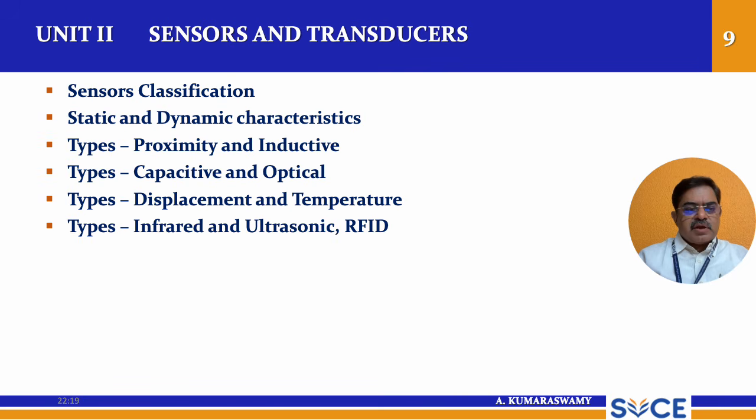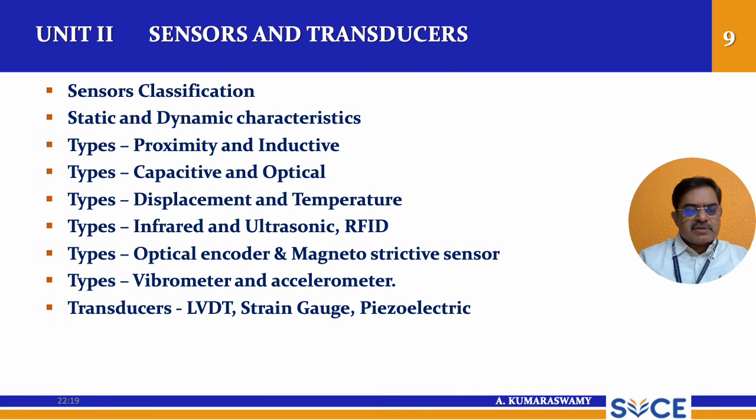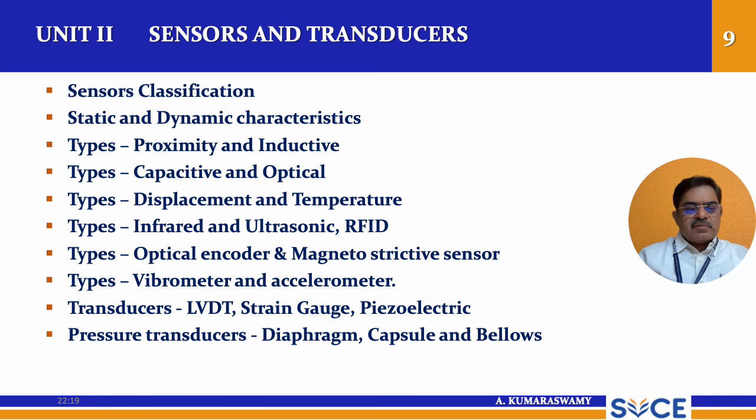So in this unit we have seen these topics in our regular classes. In our online class we have seen LVDT and now we are going to discuss strain gauge, and then in the next session we are going to see the piezoelectric transducer and then pressure transducers using bellows, diaphragms and capsules. So this is the content for unit 2, and as I said for your FAT 2: vibrometer, accelerometer, LVDT, strain gauge, piezoelectric transducer and pressure transducers using diaphragm, capsule and bellows. These are the content from the second unit for your FAT 2.